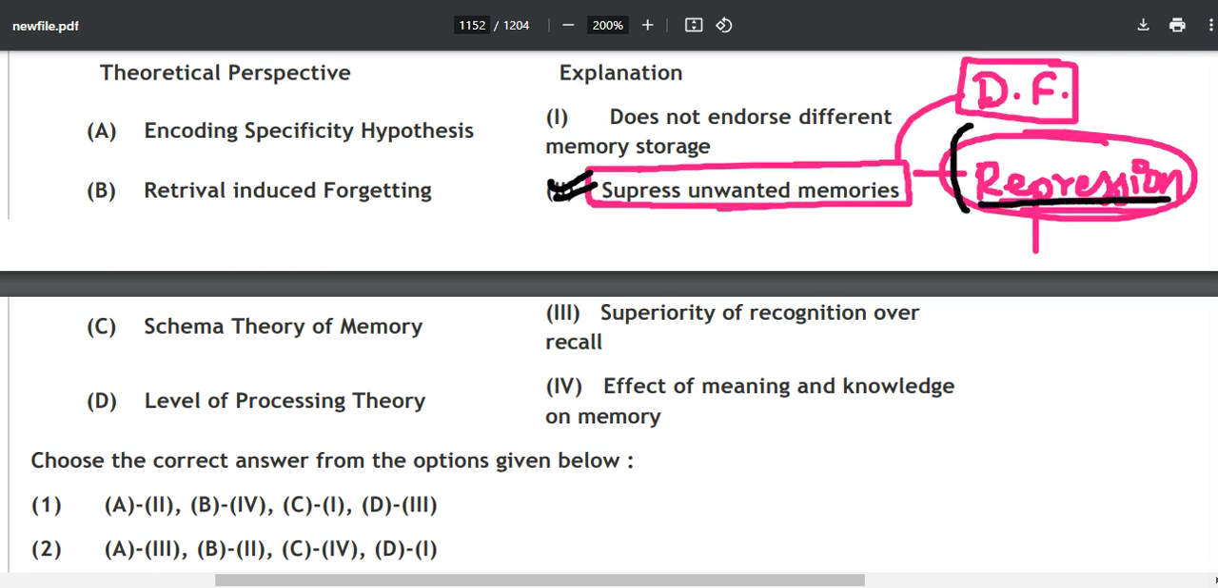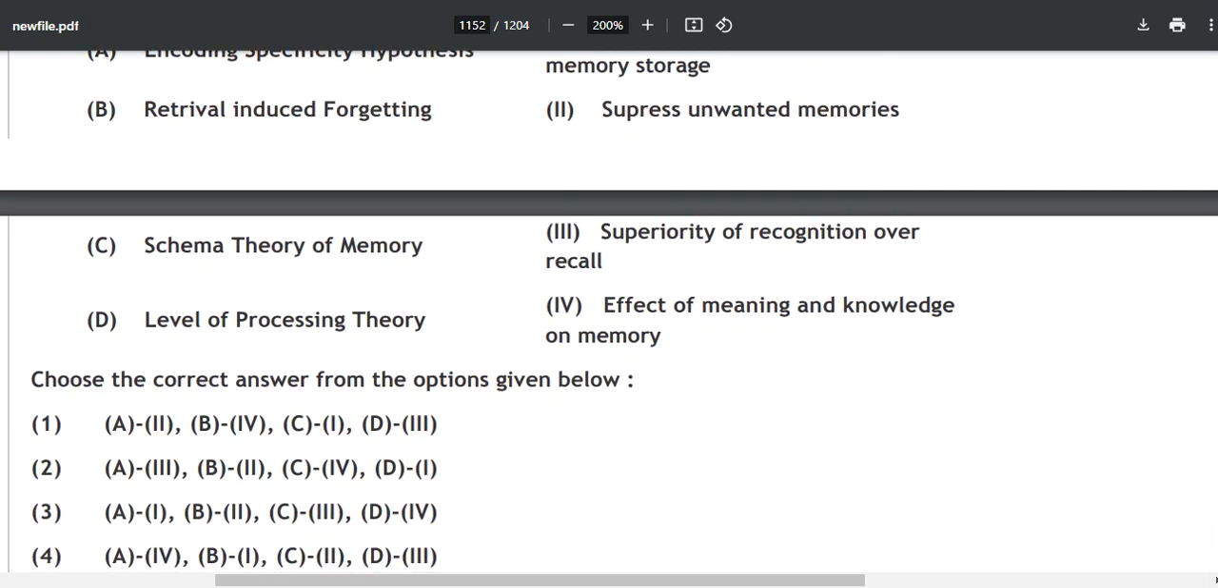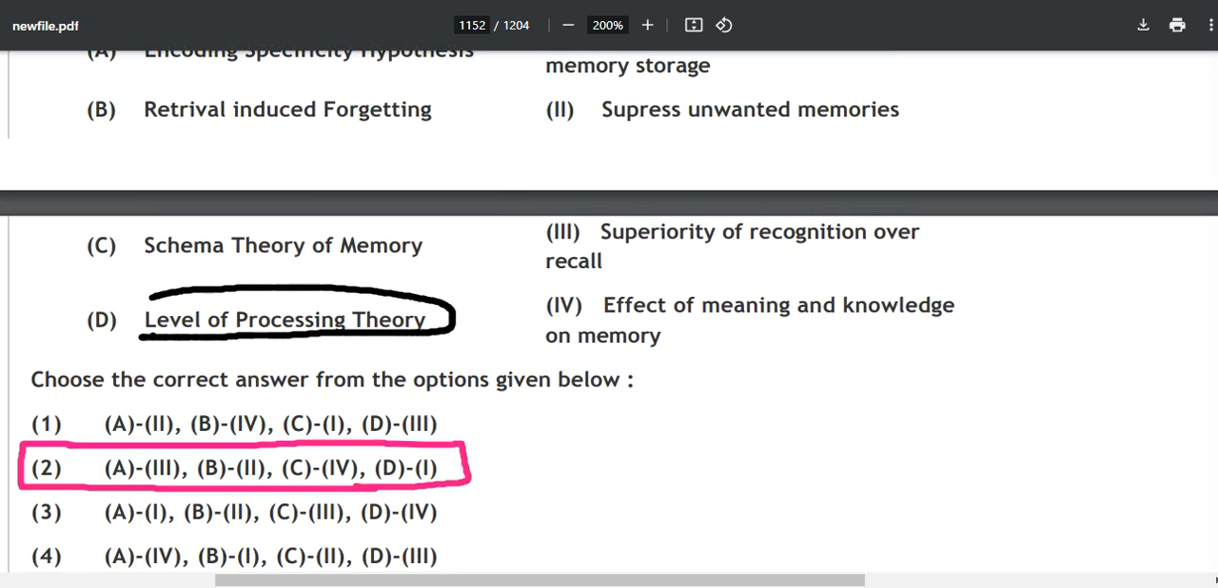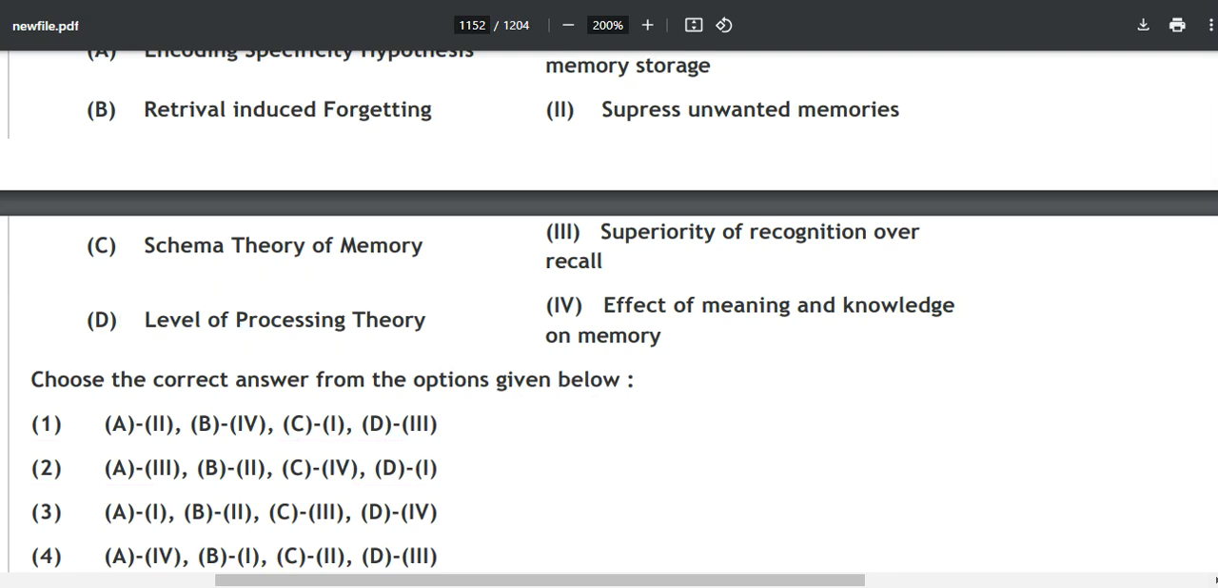But right now, what is suppressing of unwanted memories related to? Is it related to the encoding specificity hypothesis? Is it related to this one or this one? See, this is D1, absolutely correct, and I guess you have got the answer also. Only in the second option this thing is given. So these NTA guys just wanted to ask whether or not you know what levels of processing memory is, whether or not you have basic knowledge of these things.